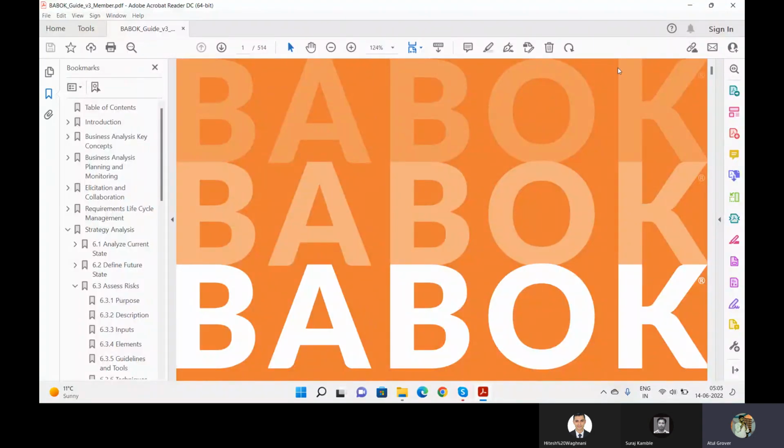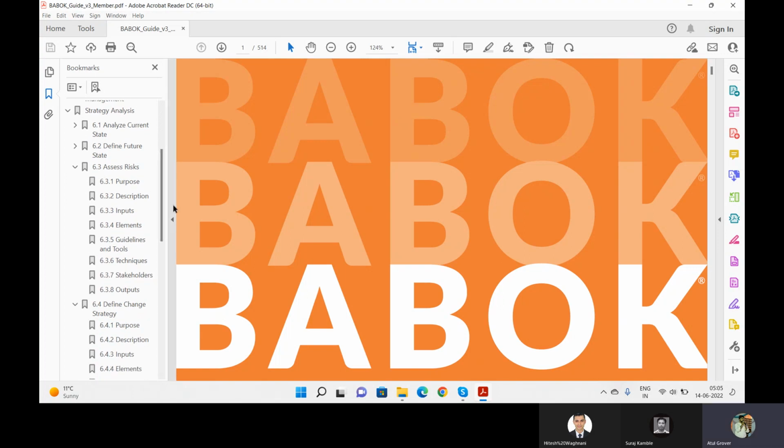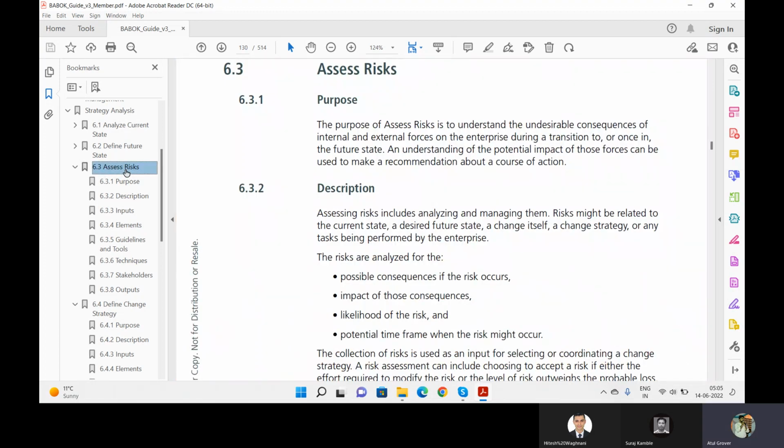So till now what we have done, we identified our current state, then we defined the future state. And when we define the future state, the question came: there can be risk as well. So how can we identify the risk in our journey? For this, a new topic has been introduced. It's called assess the risk.